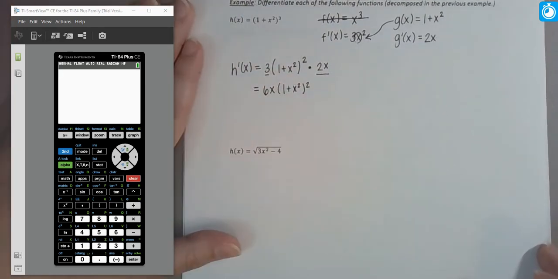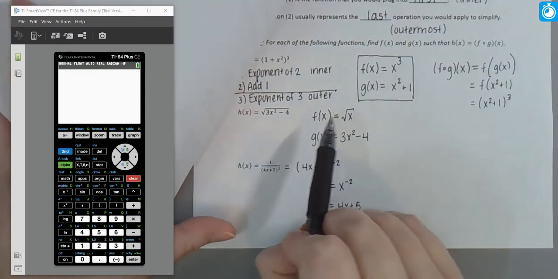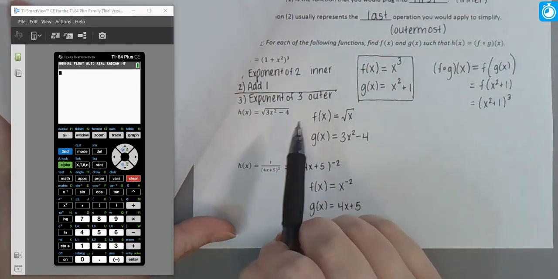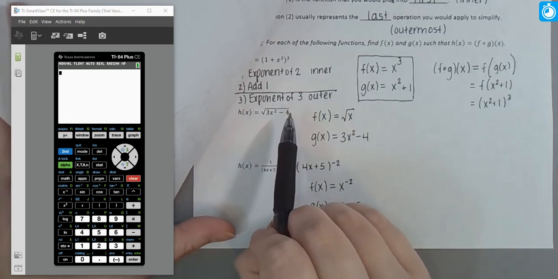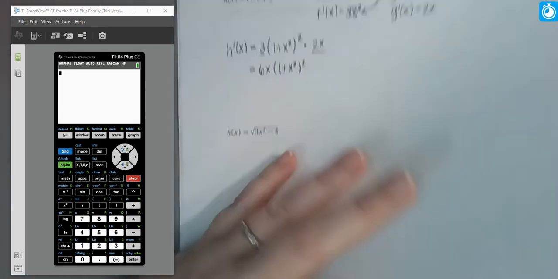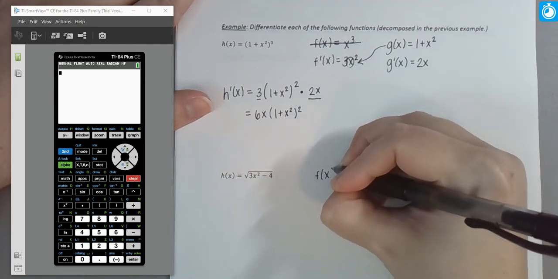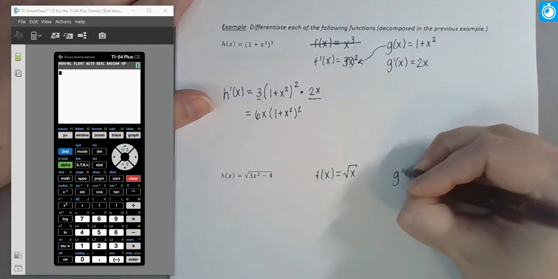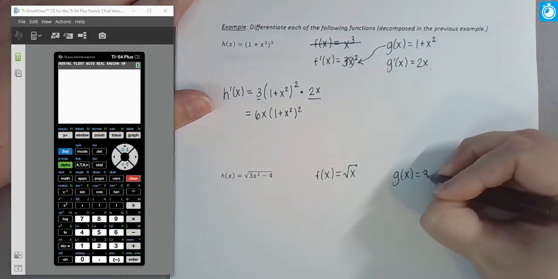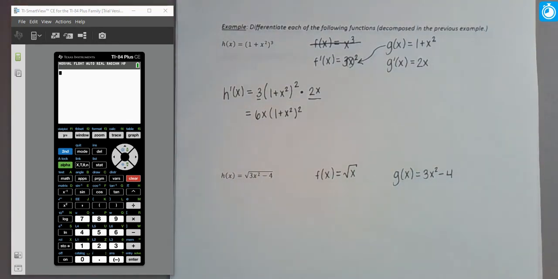This was the next one we decomposed, the one with the square root. So let's go back and look at that decomposition. Our outer function just took that outermost operation, the square root, and our inner function represented all of the other operations, in this case 3x squared minus 4. So just like with the previous example, let's write out those individual functions. So f of x is equal to the square root of x, and then g of x is equal to 3x squared minus 4.